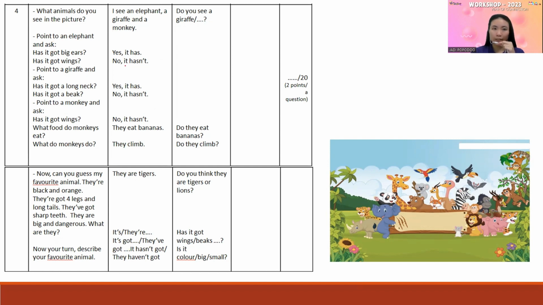For example, if they just say yes or no, okay, they forgot to say yes, it has or no, it hasn't, or they cannot say anything, you can write your comment here in this column, so the teachers will notice them, and depending on their performance you will give them the scores here. Two points for each question. Okay, you sum up the points and you will give the points here for the student. For example, 20.